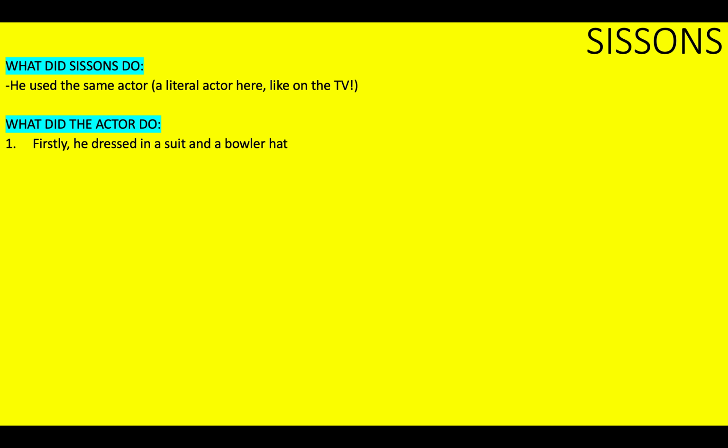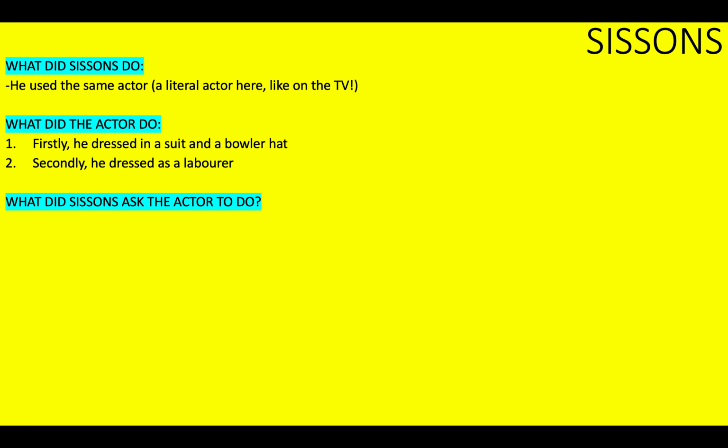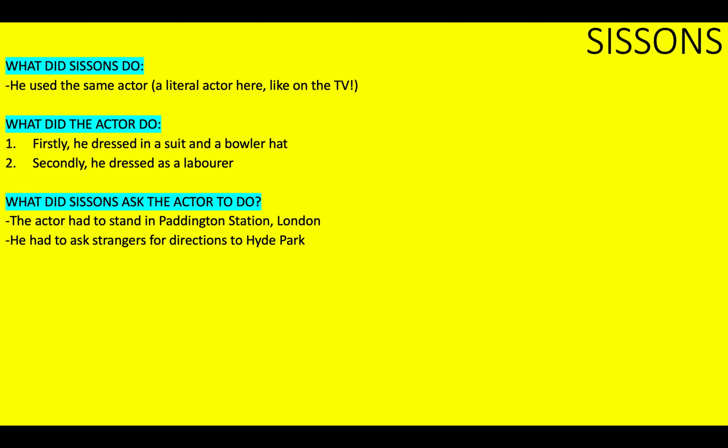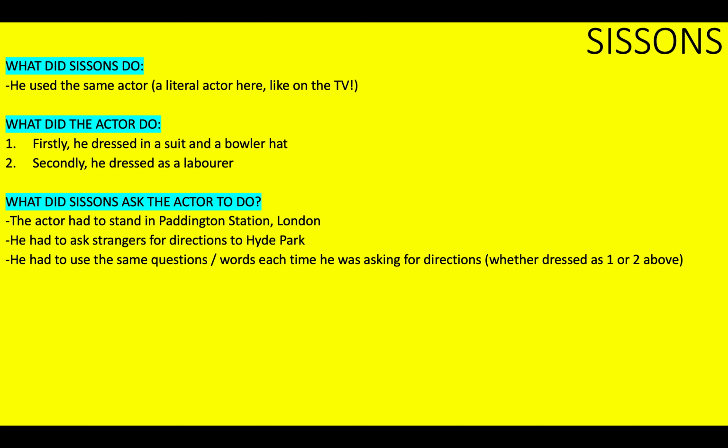So firstly, he dressed in a suit and a bowler hat, so very smart. Okay, he dressed in a very smart fashion. Secondly, he dressed as a labourer, okay? So what did Sissons ask the actor to do? The actor had to stand in Paddington Station, London, and ask strangers for directions to Hyde Park. The actor, this is really crucial, had to use the same questions and words each time he was asking for directions, whether he was dressed as 1 or 2. So he had to use the same questions and words each time he was asking for directions to Hyde Park.